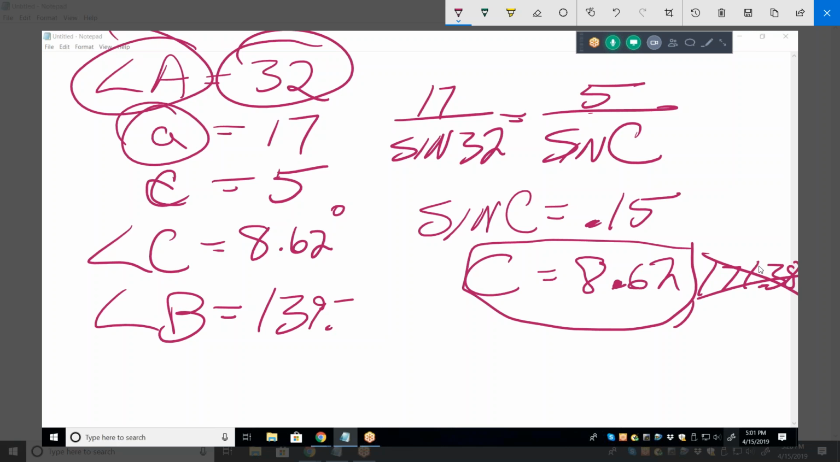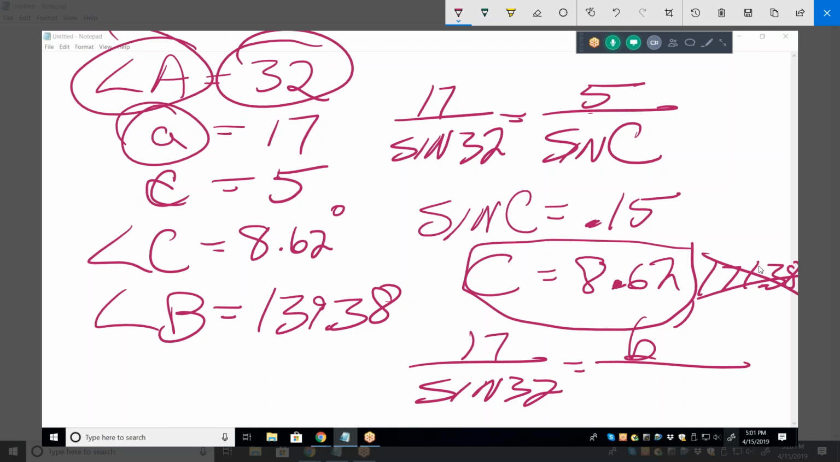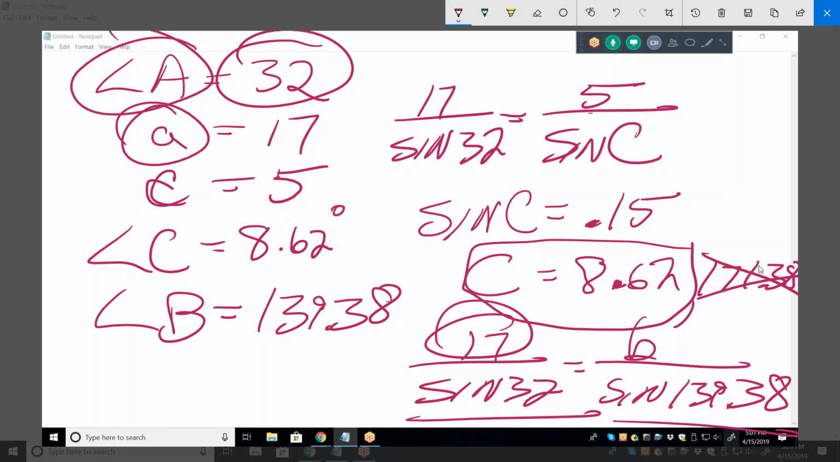139.38 degrees. Okay. Now, how do we figure out side B? So you could do 17 over sine of 32 equals b over the sine of 139.38. Good. And that will give you a number for B. In other words, that's a number, that's a number, that's a number. So you can figure out B. Side B.